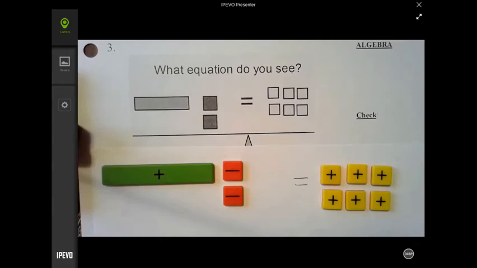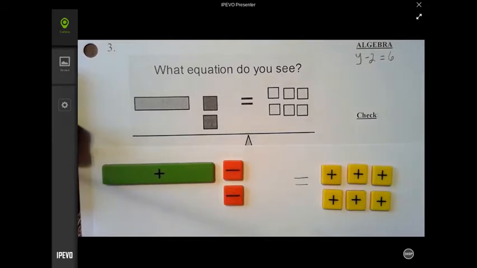In the third example, again, we're going to write down the equation that we see. So I've got my variable rectangle here. I'll stick with y that I've been using for the other examples. And now notice that my squares this time are red. They're negative. So this is y, and there's 2 negative squares here. So this is going to say y minus 2 equals, on the other side, I have 6 positives. So y minus 2 equals 6.